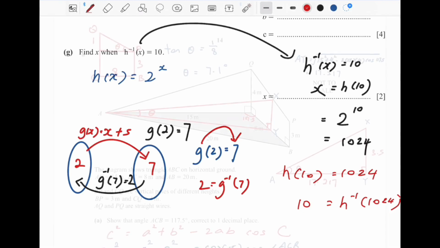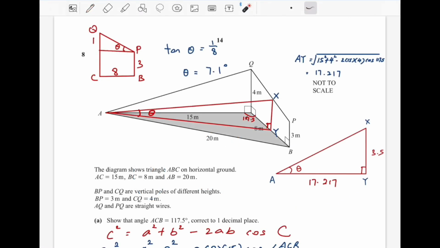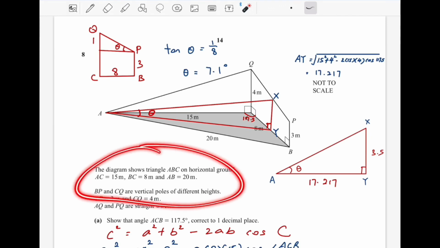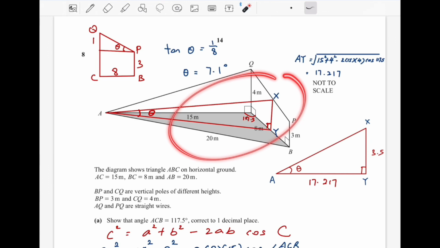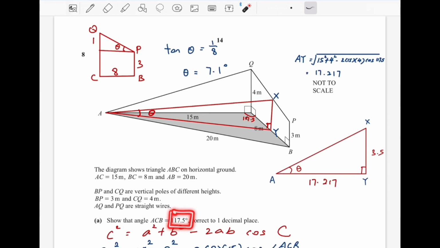That's the process. First, you need to understand every dimension of the diagram. Make sure you are clear with every dimension of the diagram. All of these are important information to be labeled into the diagram. The first question goes: we have to show that angle ACB, this is the angle ACB, is the same as 117.5 degrees when corrected to 1 decimal place. So I want you to pay attention to the shaded region.